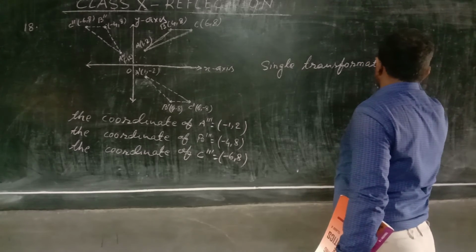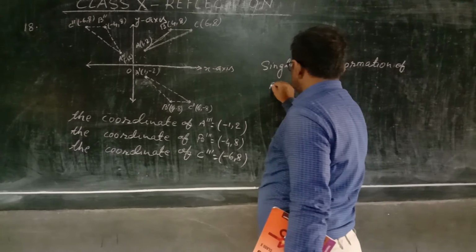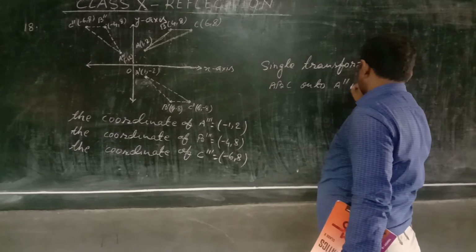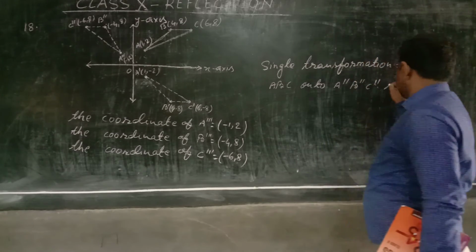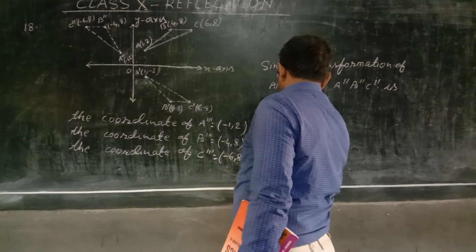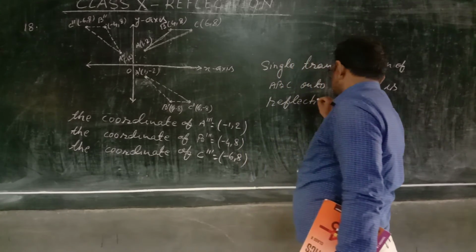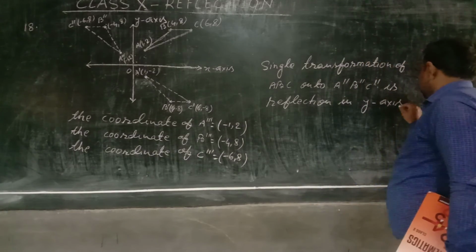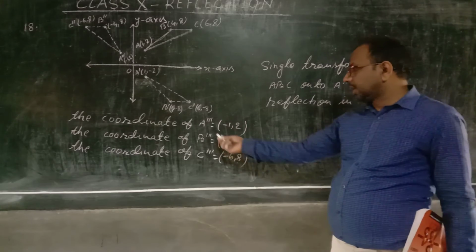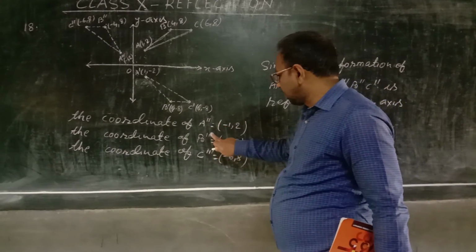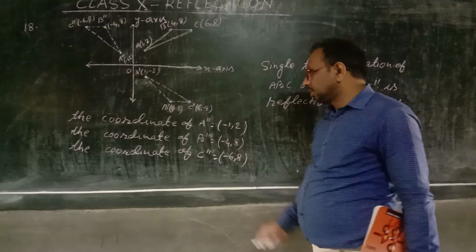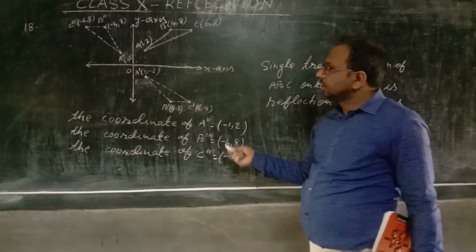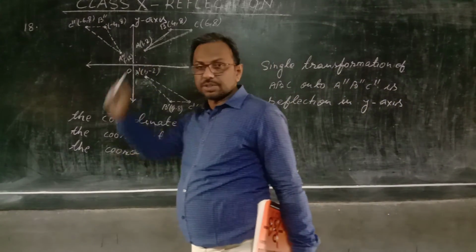Single transformation of ABC onto A double dash, B double dash, C double dash is reflection in y-axis. So in this way our answer became the coordinate of A double dash, not triple dash, A double dash is minus 1, 2, coordinate of B double dash minus 4, 8, coordinate of C double dash minus 6, 8. These are the coordinates of these three vertices.